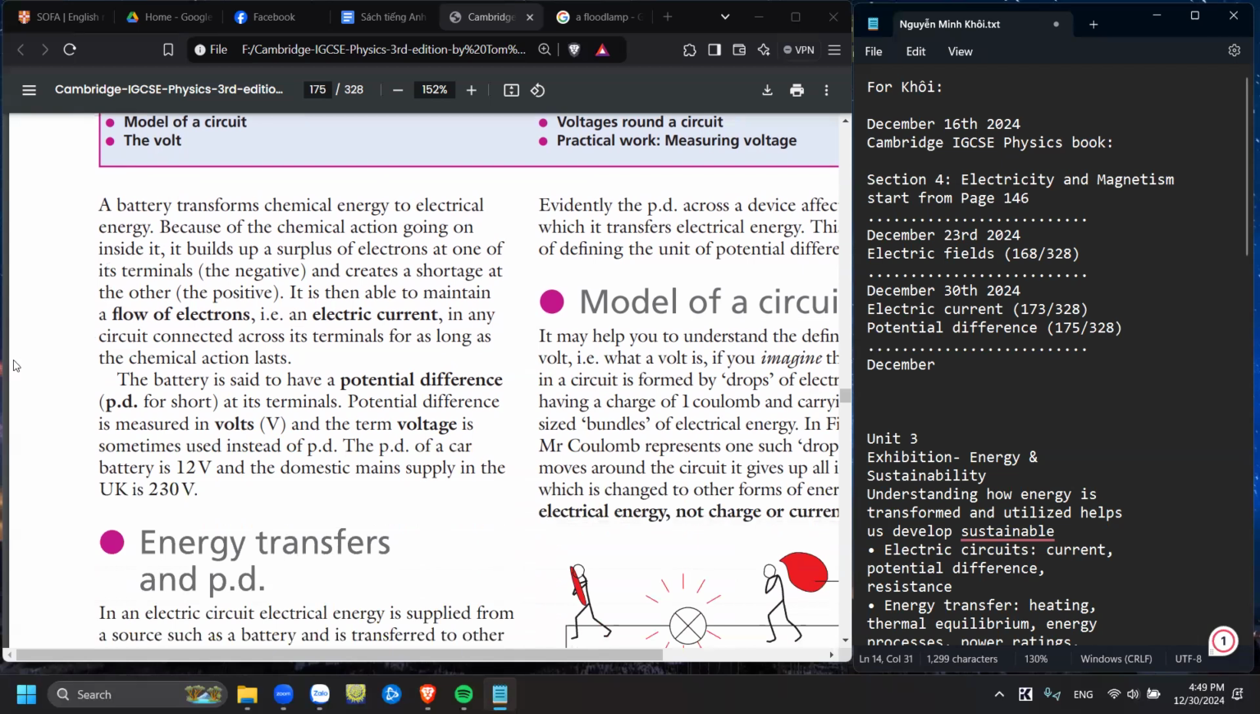Now, let's read this one for a moment. A battery transforms chemical energy to electrical energy because of the chemical actions going on inside of it. It builds up a surplus of electrons at one of its terminals, the negative. And of course, it creates a shortage at the other, the positive one. Remember, conventional current goes from the positive side to the negative one, right? But in truth, the electrons have to go from the negative side to the positive one of the battery. Do you remember that?